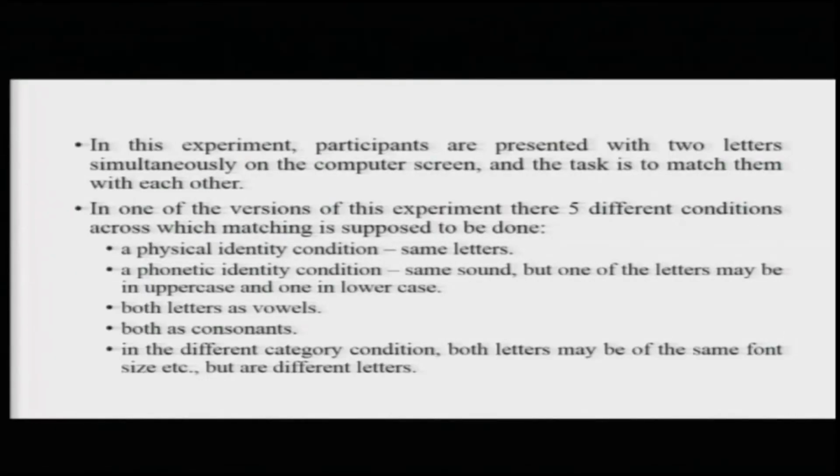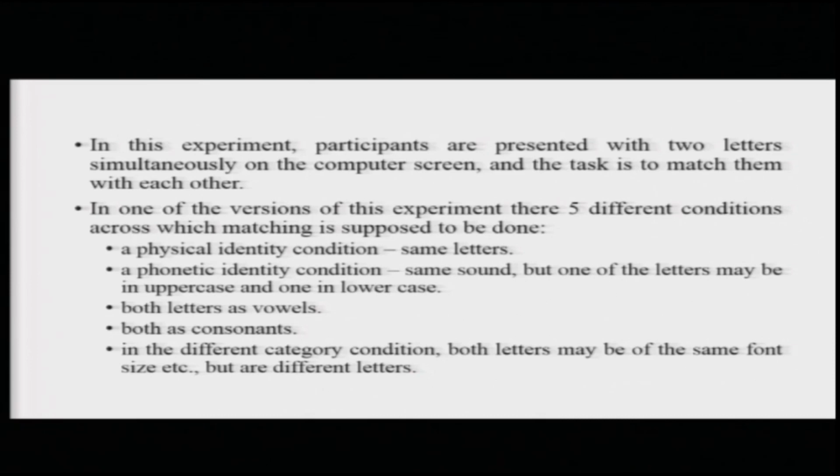A very good demonstration of the fact that there can be different kinds of representations for similar stimuli is discussed by Posner's experiment using the letter matching task. In this task, the participants have to look at the screen. On the screen they are presented with two letters adjacent to each other simultaneously, and they have to see whether these two match with each other or not. If they match, you press one key. If they don't match, you press another key.